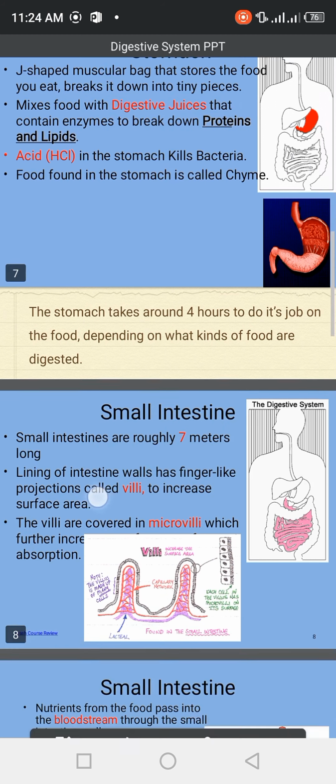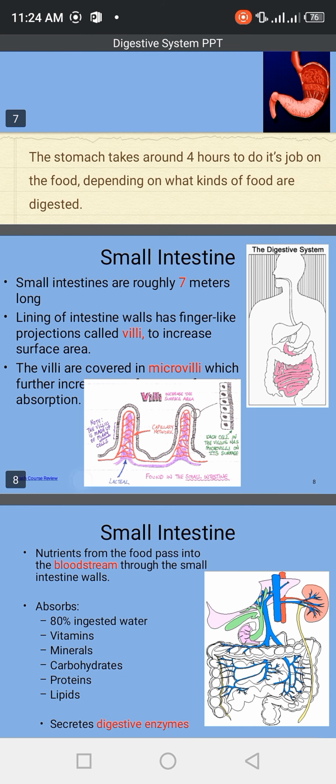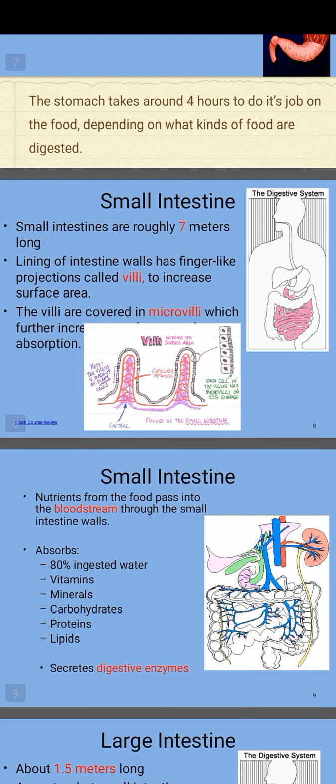Anyway, let's go to the next topic, the next slide, slide number 8. Small intestine: the small intestine is roughly 7 meters long, and the lining of the intestine walls has finger-like projections called villi to increase surface area. The villi are covered in microvilli, which further increase the rate of absorption. So this is the point where absorption will be possible.